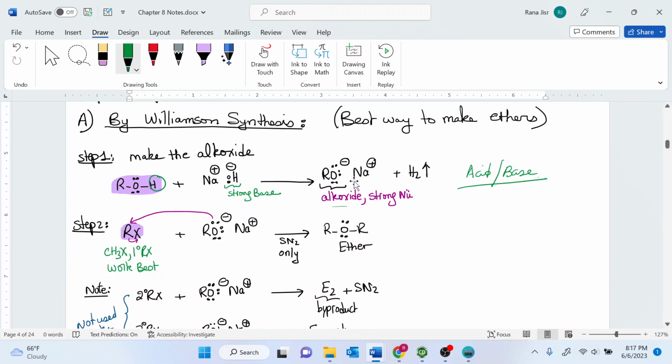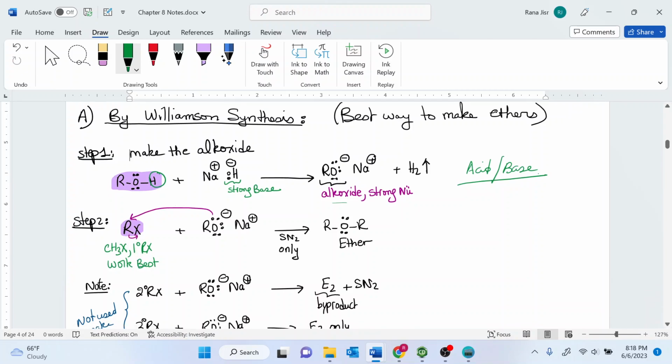Now once you make your alkoxide, then you're going to take that alkoxide and react it with a primary or a methyl alkyl halide. The reason why we want to do this is because the second step is a simple SN2 reaction. If we start with a secondary alkyl halide, then you're going to end up getting your elimination product as well, because after all, this is going to be a strong base. So you don't want an E2 elimination product, you just want the substitution product, which is the ether in this case. So this is why you have to limit your alkyl halide to a primary or a methyl halide.